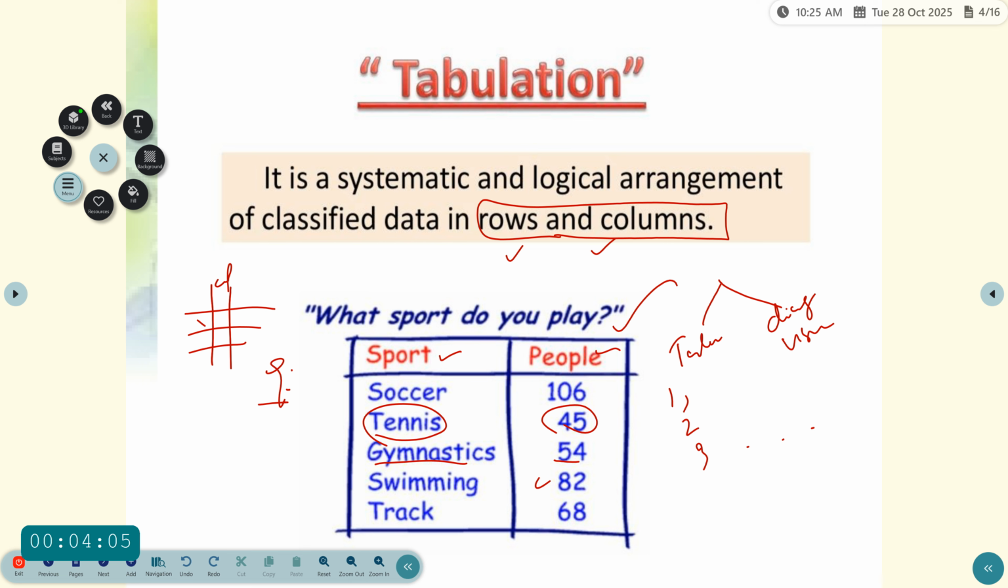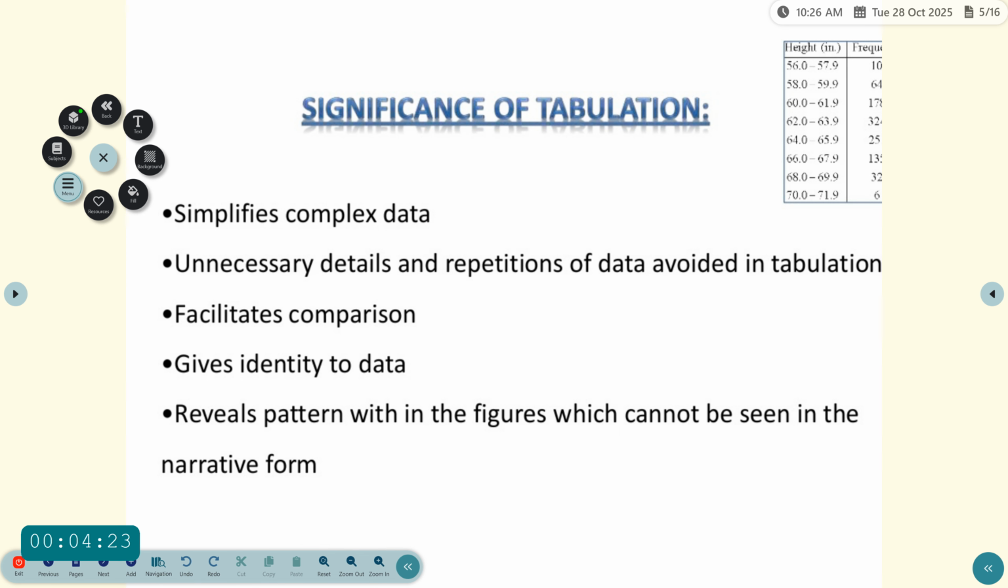But if we arrange this data in tabular form, it clearly gives the meaning. How many people like tennis? 45 people like tennis. 54 people like gymnastics. So this is very simple and concise, and gives meaningful data also. This is the simple tabular presentation. Now, what is the importance of tabulation? It simplifies complex data, and unnecessary details and repetitions are avoided. It facilitates comparison, gives identity to data, and reveals patterns within the figures which cannot be seen in narrative form. Instead of narrative form, it gives a simple presentation.